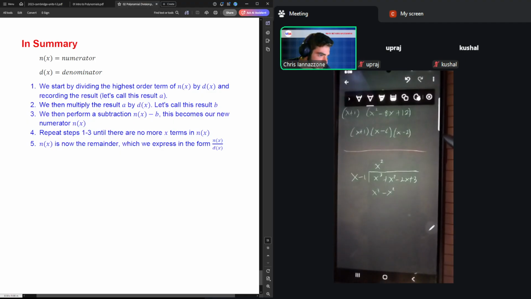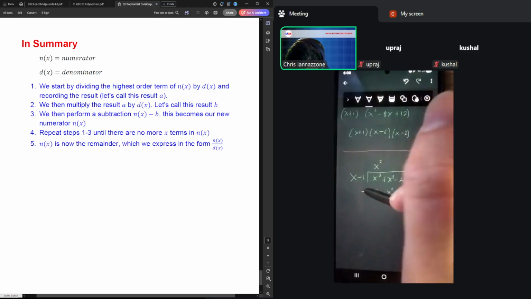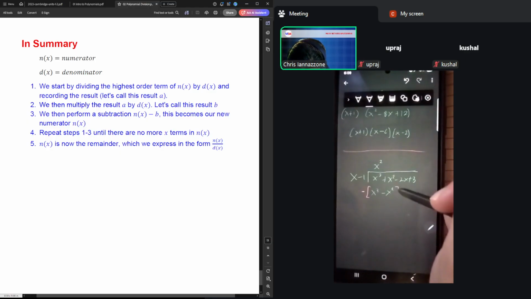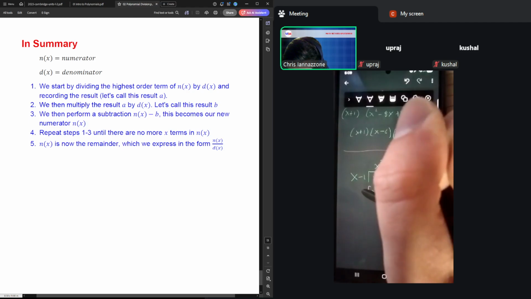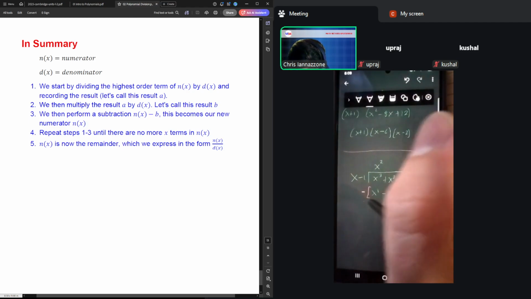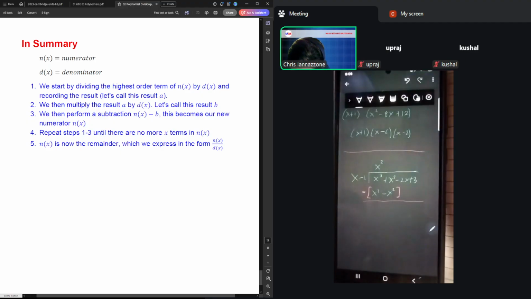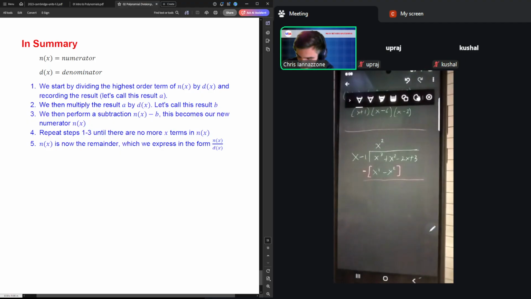You multiply whatever that result is by the denominator. And I've just given those results names so it's easier to know what I'm referring to in the notes. And then, like you said, we're going to perform a subtraction. Again, my preference is to put brackets around it so I don't forget that the negative sign has to apply to all of it. What does this subtraction look like?